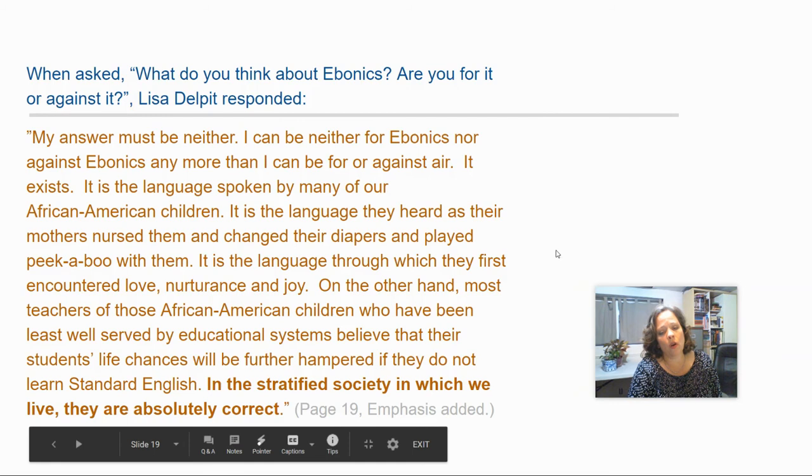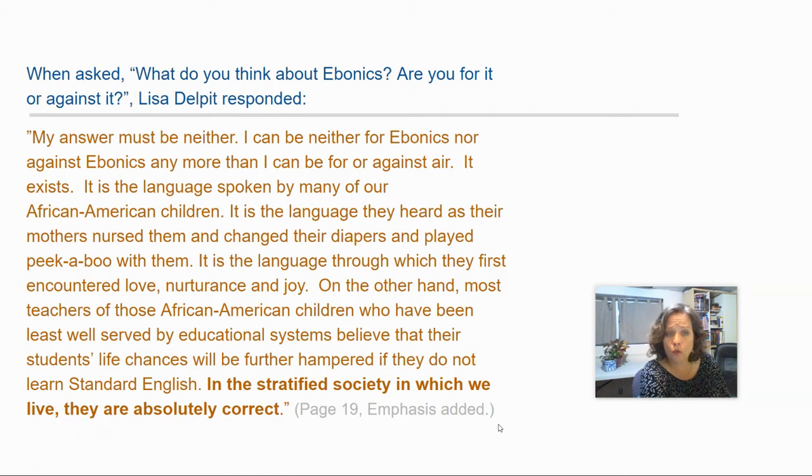One of the profound quotes at the end of the section was when Lisa Delpit was asked, "What do you think about Ebonics? Are you for it or against it?" And she said, "My answer must be neither. I can be neither for Ebonics nor against Ebonics any more than I can be for or against air. It exists. It is the language spoken by many of our African American children. It is the language they heard as their mothers nursed them and changed their diapers and played peekaboo with them. It is the language through which they first encountered love, nurturance, and joy.